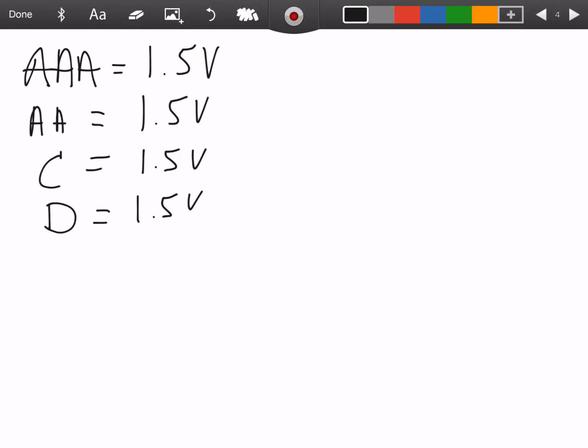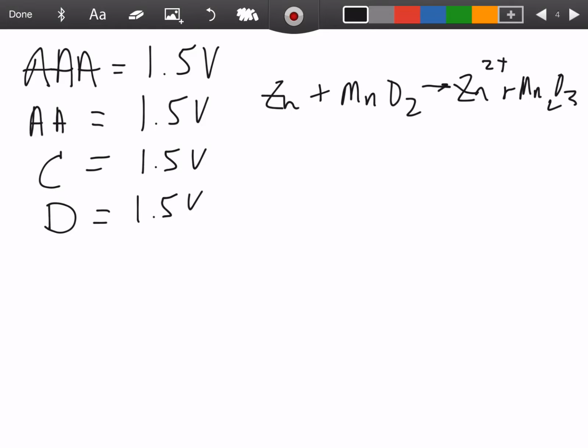The reason for this is because we are using the same reaction in every one of these batteries. These batteries are all based on zinc and manganese oxide, manganese 4 oxide, combining together to give zinc 2 plus and Mn2O3, right? Well, I shouldn't say every battery, because we've got NiCad batteries, and nickel metal hydride batteries. But your typical dry cell is this particular reaction.